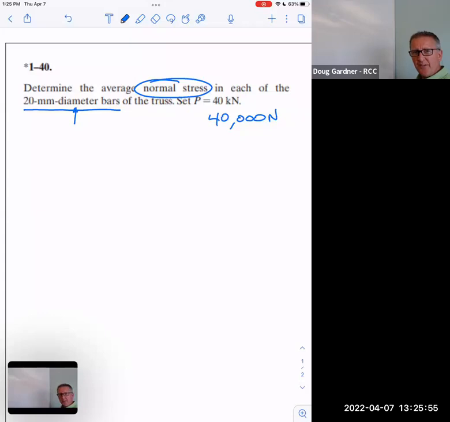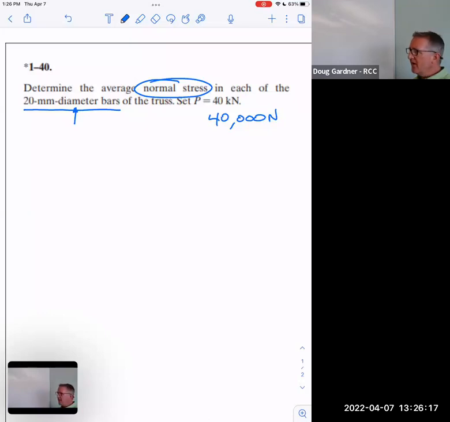Sometimes the measurement you're given will be diameter. Sometimes it won't. They could have said 20 millimeter square bars. It'd be nice if they said the word square. If they just said 20 millimeter bars without the word diameter, I'd be confused. I don't know. What do you mean by that? Is it 20 by 20 or is it 20 diameter? So I certainly wouldn't want my test to be confusing in that regard.